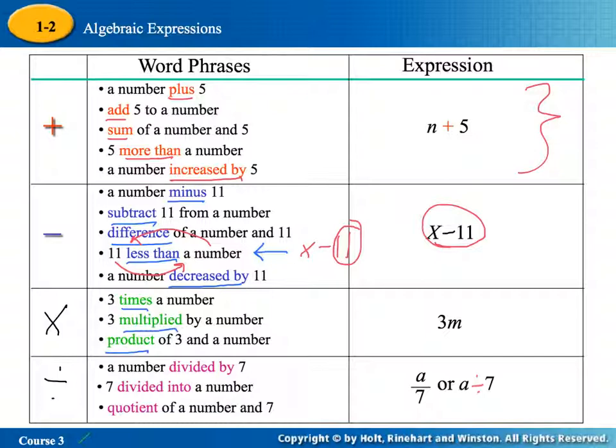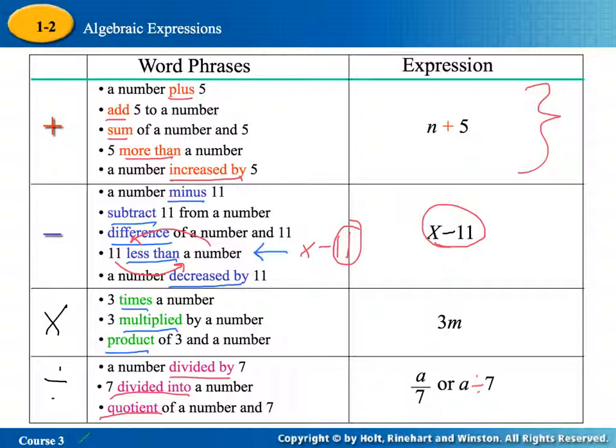Product meaning the answer of two multiplied numbers. Okay, and last but not least, we have division, and you can use words like divided by, divided into, and quotient. Again, quotient talking about the answer to a division problem. All right, so you will have this sheet. You can use this sheet on your homework.